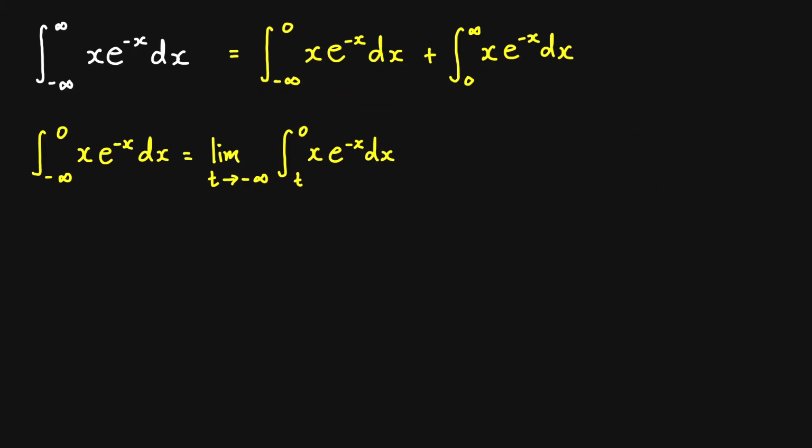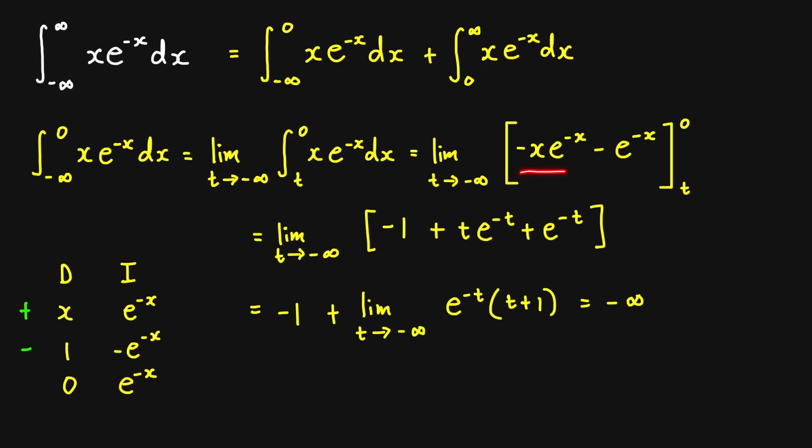So again, the first step here is to write it as a limit. So we have here the lower limit t, and this t approaches negative infinity. And we know already an antiderivative of this one. So same as before, we have here negative x e to the negative x minus e to the negative x. So we plug in 0 for x first, and we'll get negative 1. And then plugging in t for x, we'll get here plus t e raised to negative t, and then plus e raised to negative t.